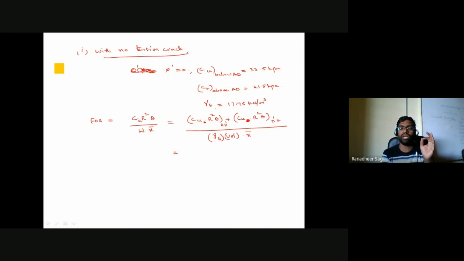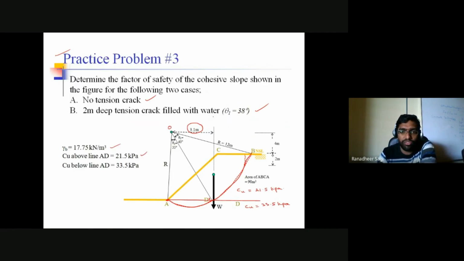is existing in between point A to D dash. So when I am looking for the failure surface going from point A to D dash, what is the C value corresponding to the failure surface? What is the C value existing along that particular failure surface between point A to D dash? The C value is 33.5 kilopascal. And what is the R value? R value is given as 12 meters.